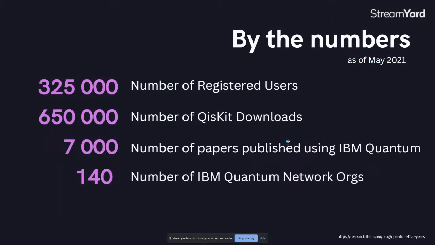So by the numbers, this data is as of May 2021. We know that this is a little bit outdated, but maybe the numbers today have doubled or tripled. But this is the latest data that we can find on the IBM website. So as you can see, we have 325,000 registered users in the IBM Quantum Experience platform. Also, we have 650,000 Qiskit downloads. We have 7,000 papers published using IBM Quantum and 140 IBM Quantum Network organizations.